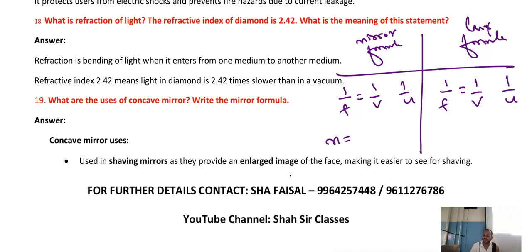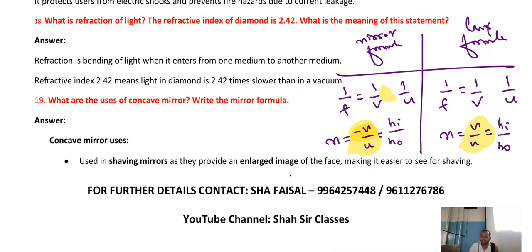Here magnification is M equals minus v by u, which equals h_i by h_o, height of the image by height of the object. Here M equals plus v by u, which equals height of the image by height of the object. Children, here is the most important part which I just wanted to highlight. Here magnification is negative, here magnification is positive.